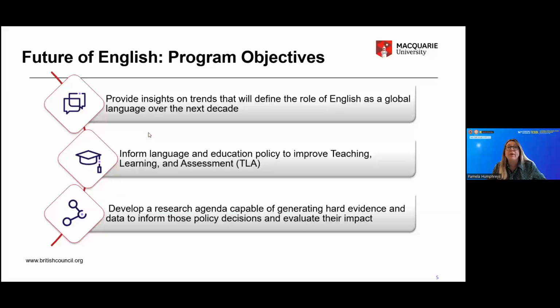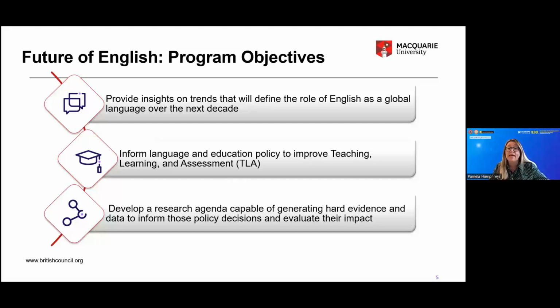So I'm going to talk about a project that the British Council are doing at the moment called The Future of English. And this is a multi-stage program that will set a research agenda with global scope, but also local relevance over the next decade.